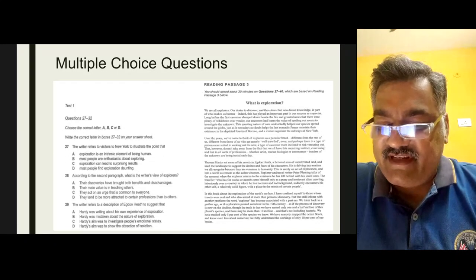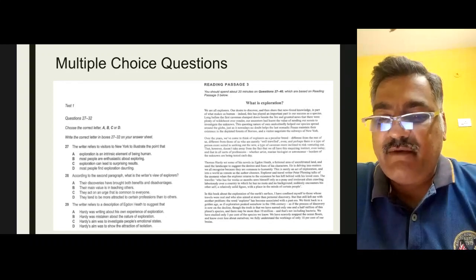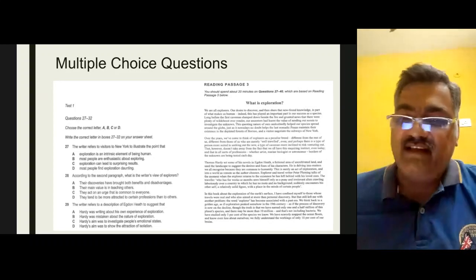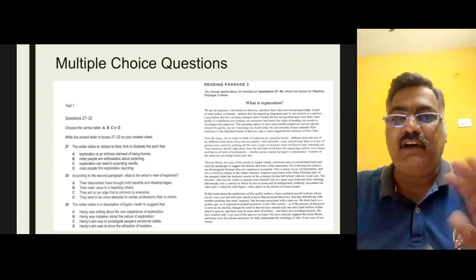Check the first question, 27. The writer refers to visitors to New York to illustrate the point that, can anybody find the right answer of these four options that are given? The answer is available on the right side of your screen. It's in the passage. What is exploration?